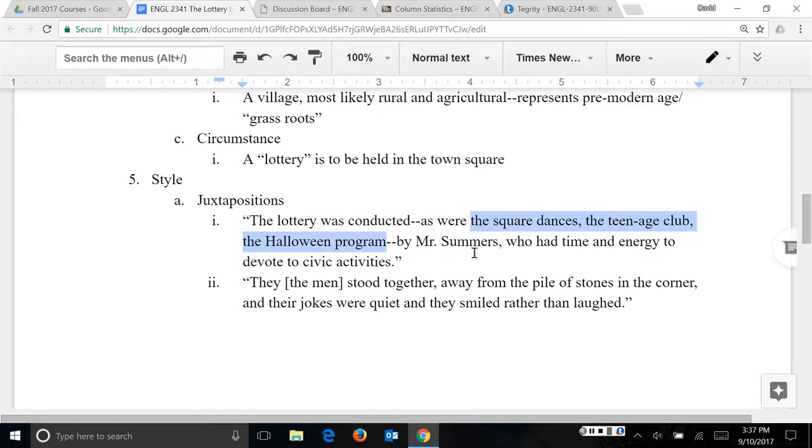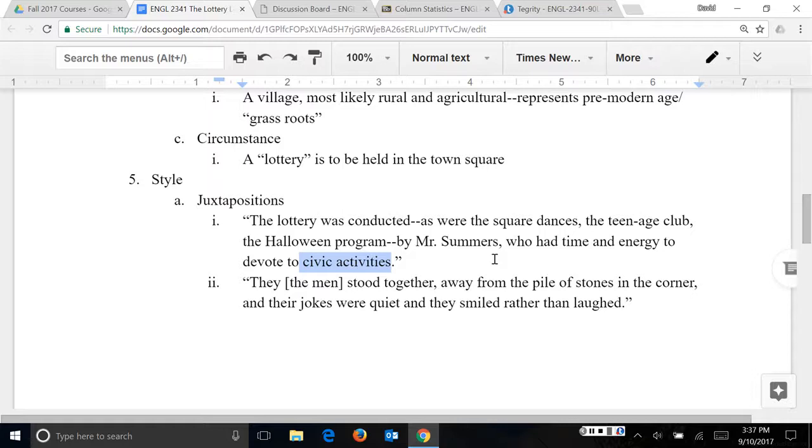And these are being juxtaposed, being put right next to the lottery. So presumably, the lottery, square dances, teenage club, the Halloween program, all of these elements must therefore share something, right? They even claim these were conducted by Mr. Summers, who had time and energy to devote to civic activities, as if all of these events are civic, meaning they involve people, they're fun, they're these normal town-sized events.